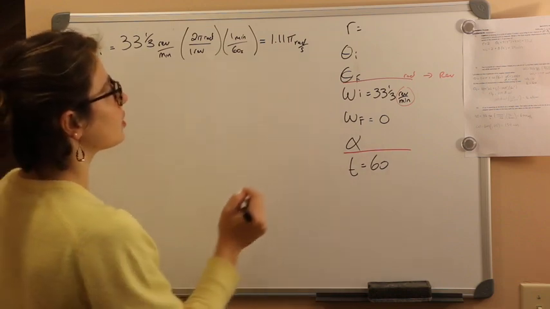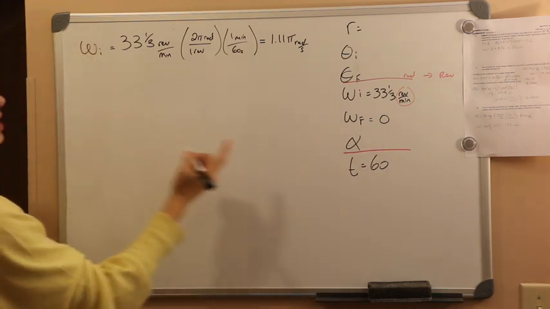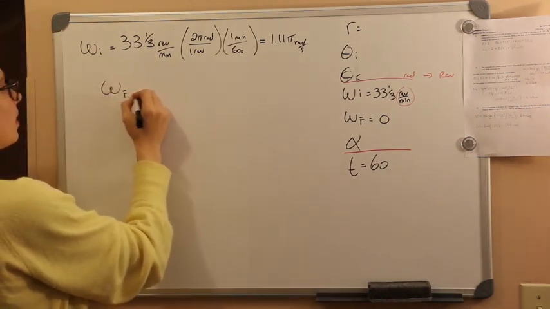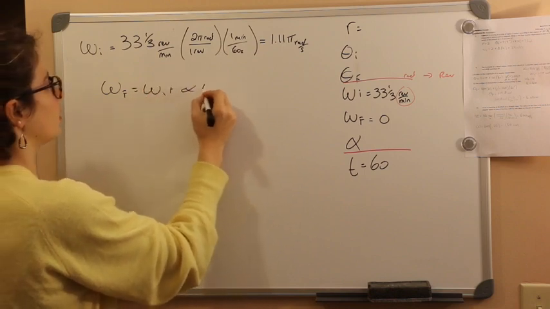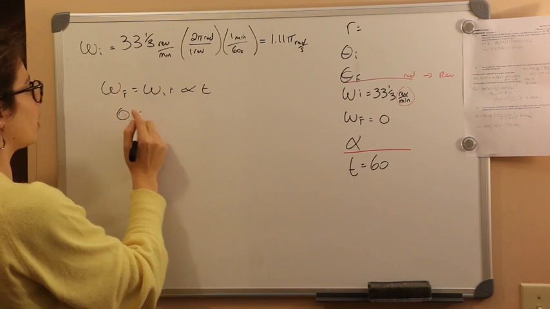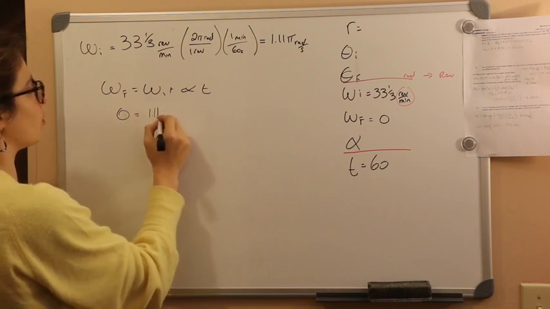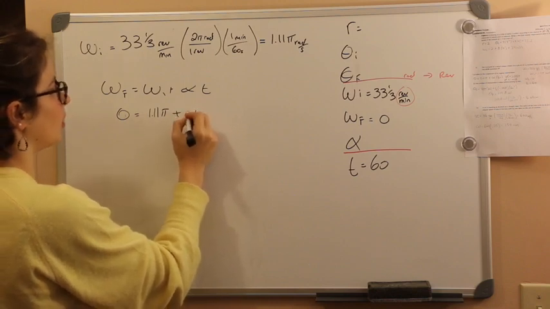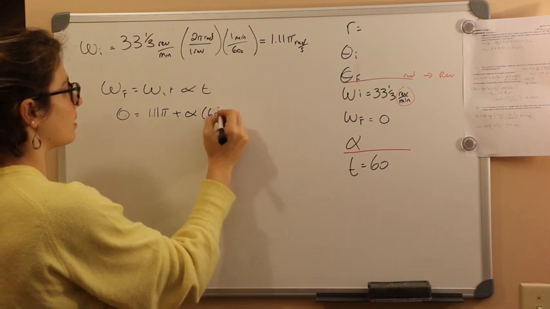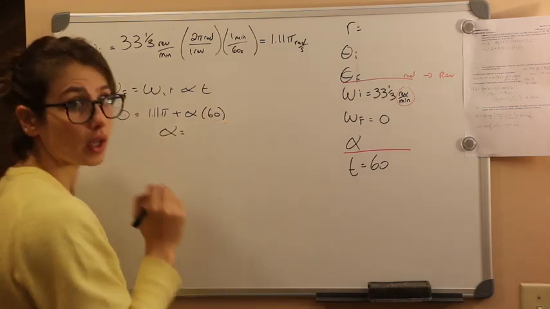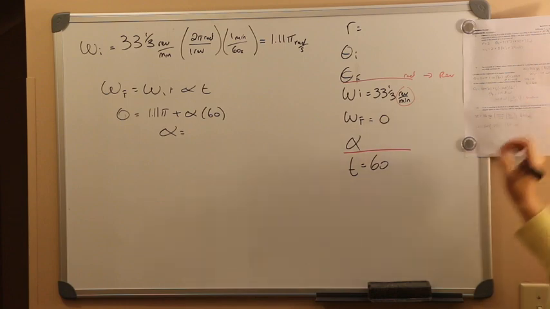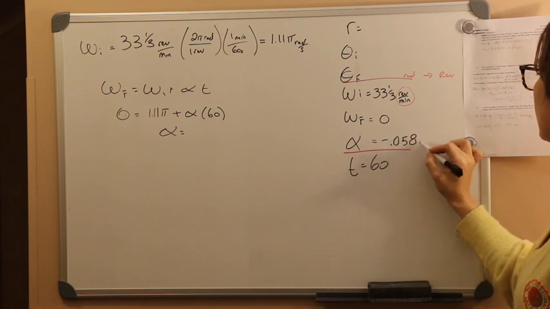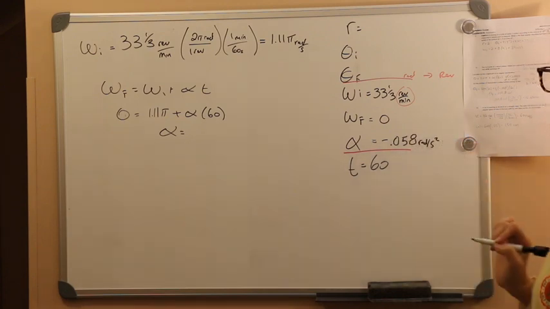So now let's just go in and we'll plug into any one of our equations that we're interested in. So in order to find, maybe let's find alpha first. So let's go for the omega final equals omega initial plus alpha t. Omega final from our list over there is 0. Omega initial, now in our proper units, is 1.1 times pi. Our alpha is going to be a negative number, but we don't know what it is, so we'll leave it as alpha, and the time is 60 seconds. So we'll solve for alpha, and we're going to get that alpha equals negative 0.058 radians per second squared.